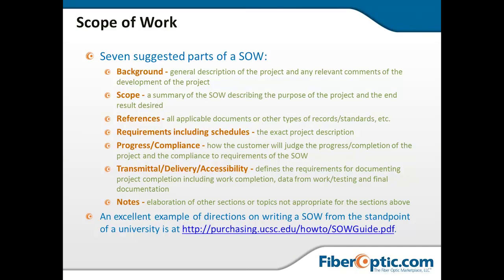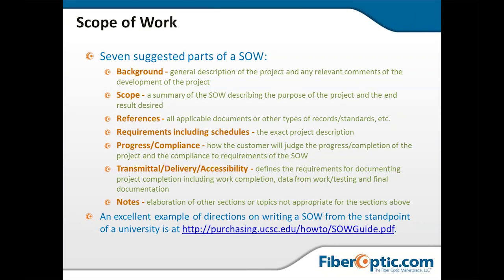Making sure of the accessibility of the individuals, the working environment, the testing, and the final documentation, that you're getting access to all those things. What is your deliverable to them is really what we're saying. So making sure that you have access to all of that is also outlined in the scope of work. And also any kind of notes that you can use to elaborate on any of those prior points.